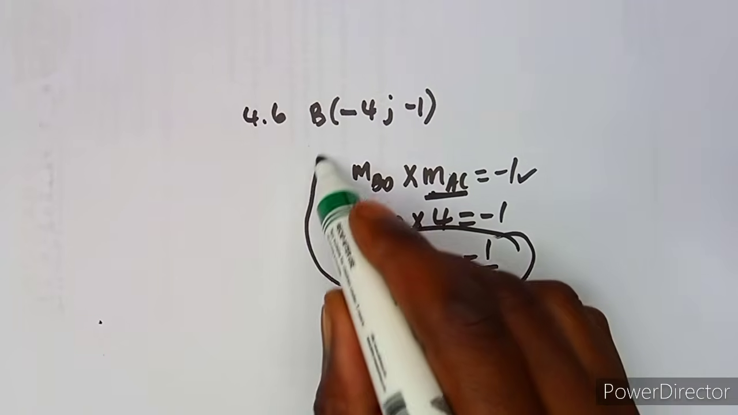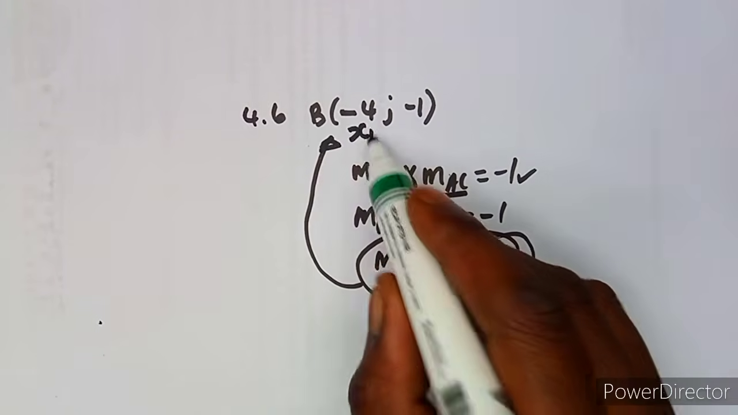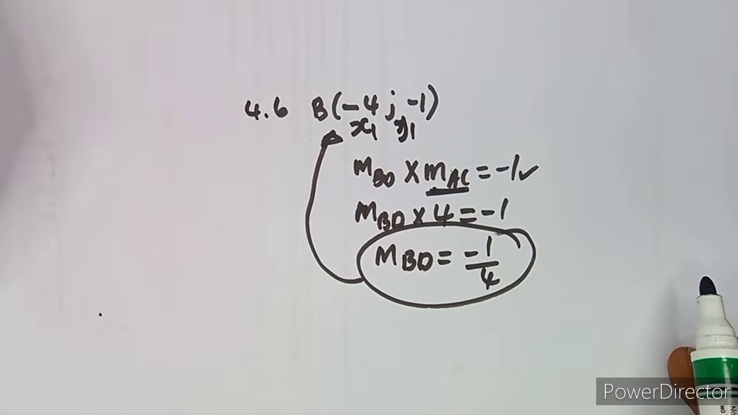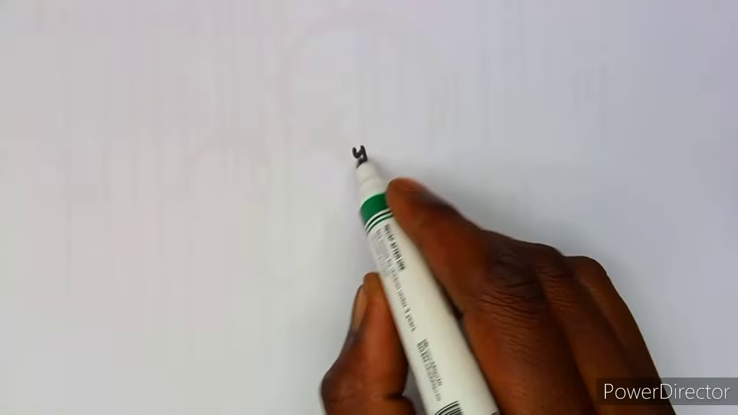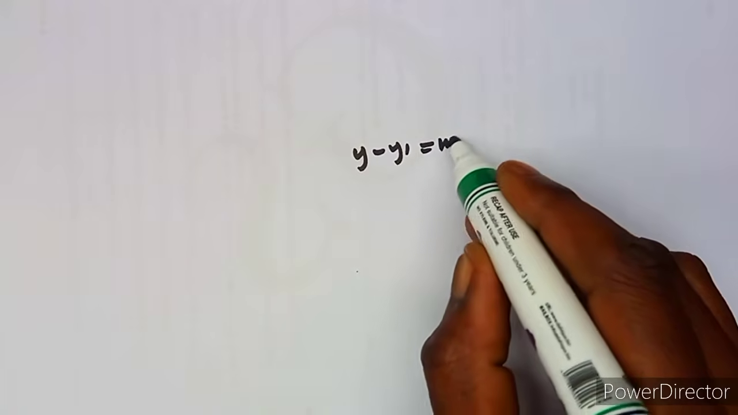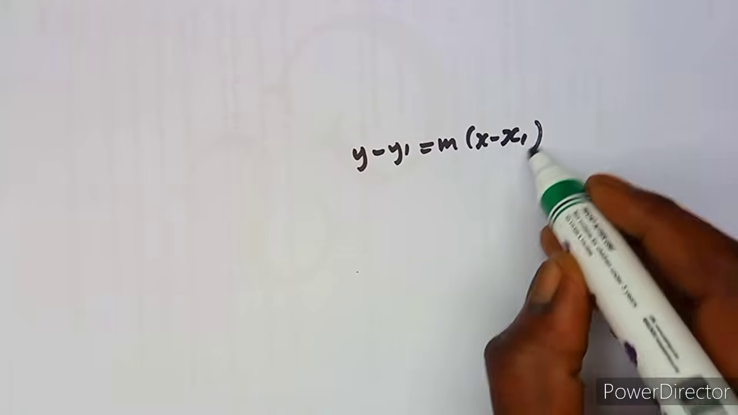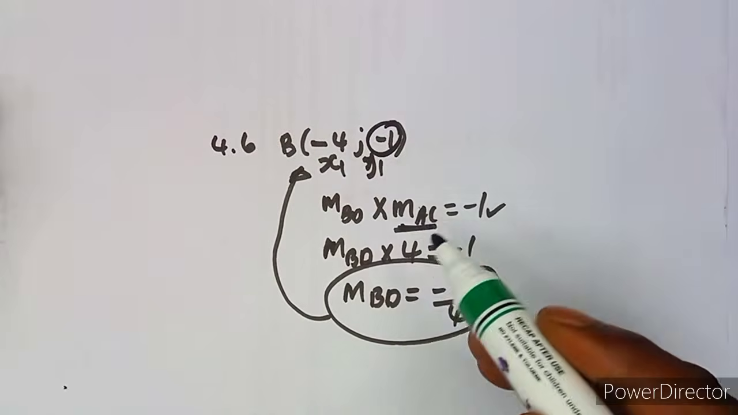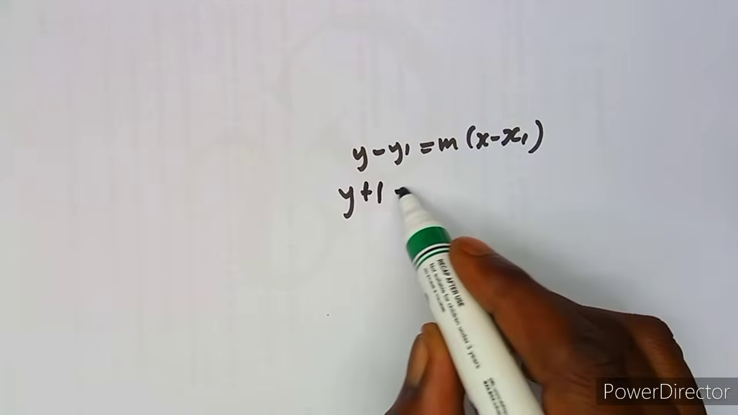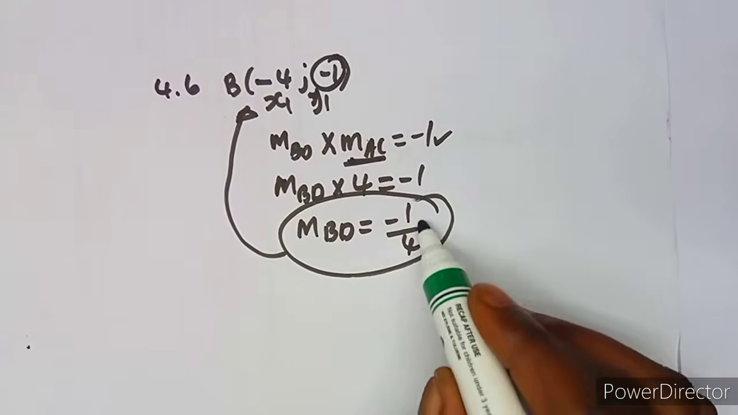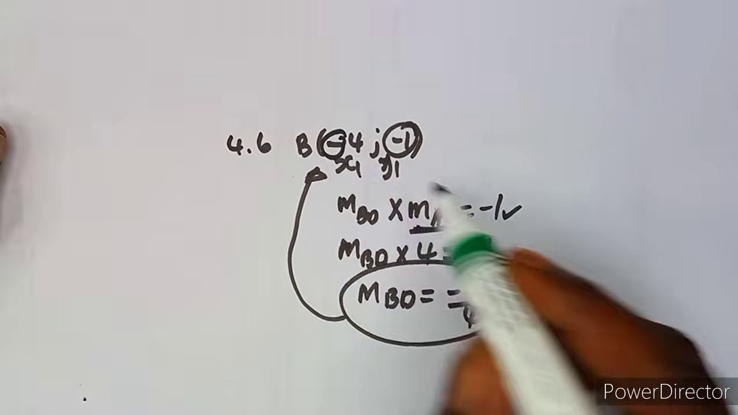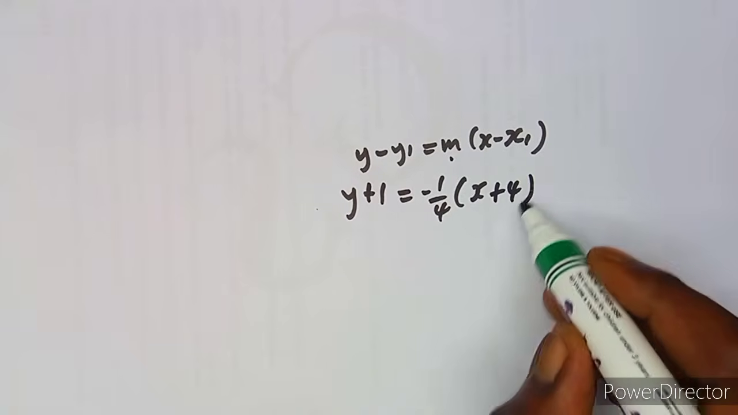So we have the gradient and we have a point where we have x1 and y1 like this. We are now back to that formula because the gradient is there. Remember the formula is y - y1 = m(x - x1). So that's y minus y1, which is -1, so it's going to be a +1, equal to m, that's the gradient, -1/4, into x minus x1. So x1 is -4, so negative and negative, that's a plus.